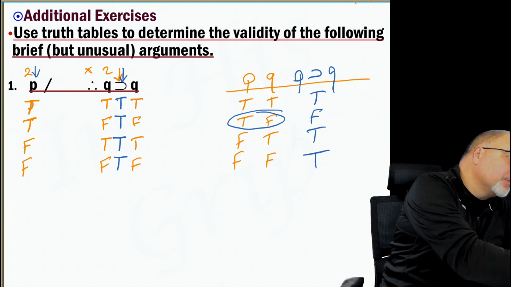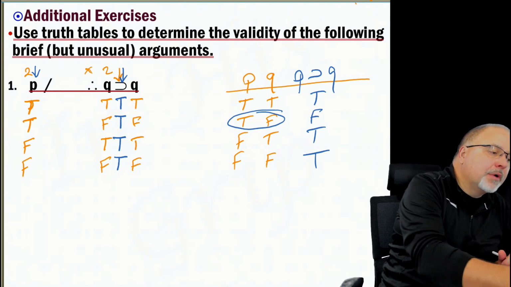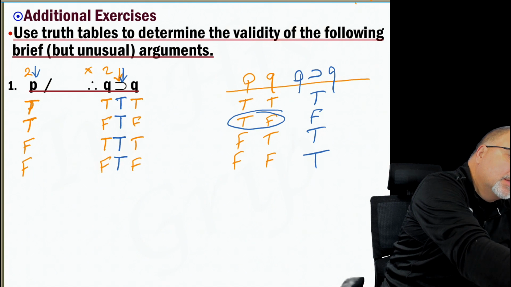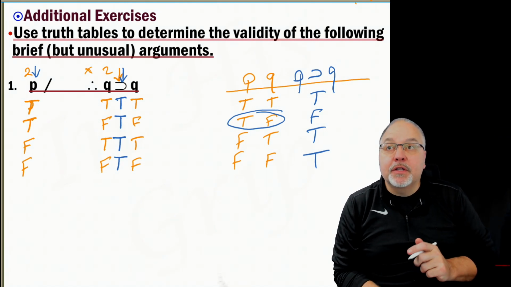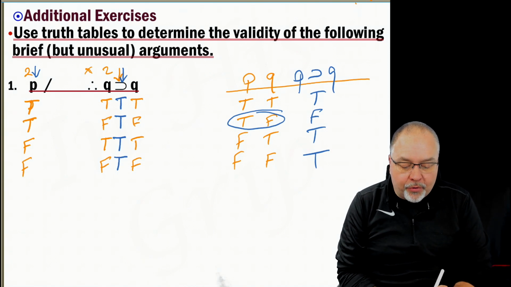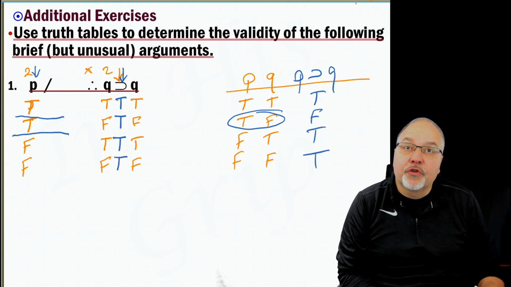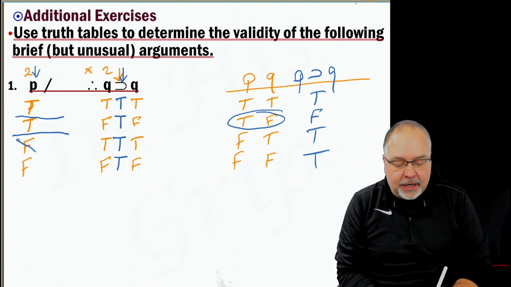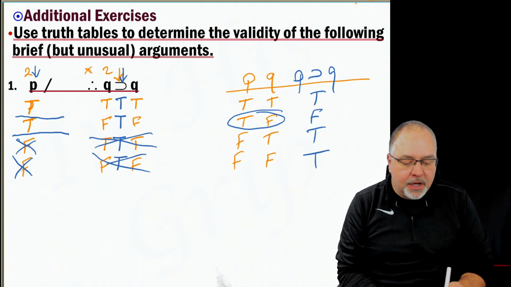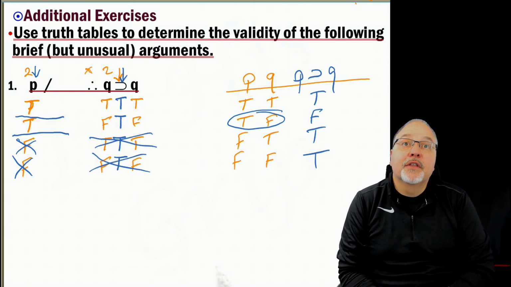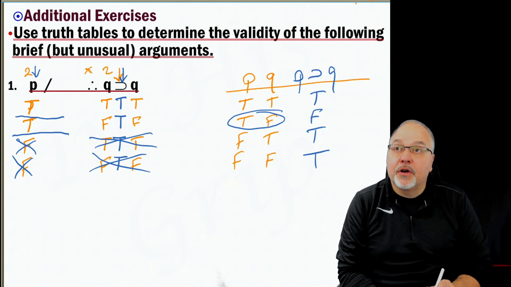Now, here's the challenge with this, and this is what you have to remember. Remember what it means for an argument to be valid: when the premises are true. So I'm only looking at lines where the premises are true. Those first two lines. I'm not looking at these because these are false. I don't care at all about these lines because the premises are false.